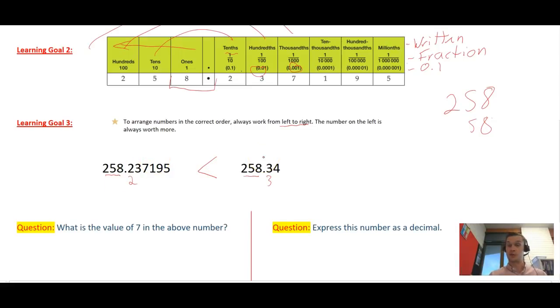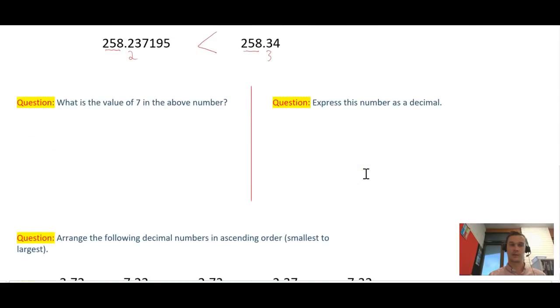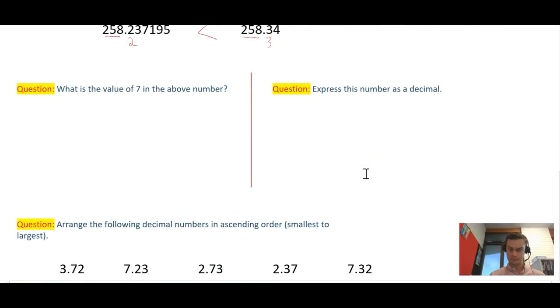you always work from left to right. So we're going to just do some quick examples now, just so we can get an idea before you go on and do it yourself. And we'll just do these 3 quick questions based on the learning goals.